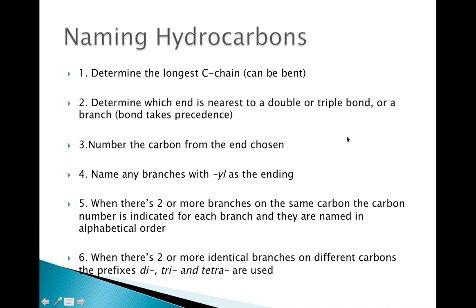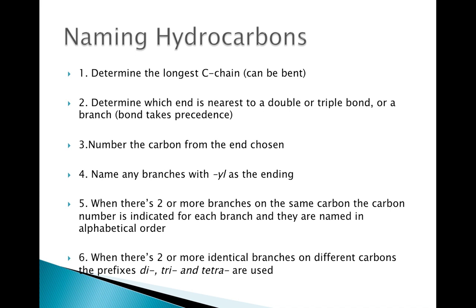So we name it following the rules. Firstly, we figure out what the longest continuous chain of carbons is. Now watch out here, because sometimes they're drawn in a funny way with a bend in them. Secondly, we look at which end is closest to a double or triple bond, if there is one, and number from that end.